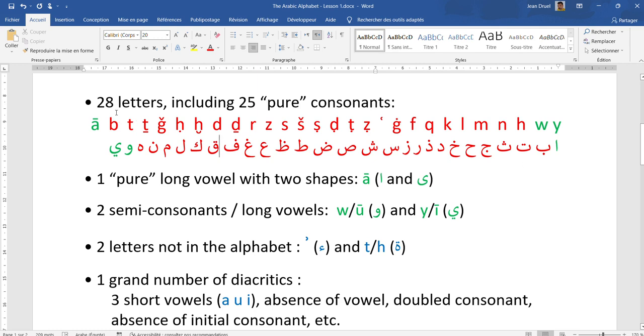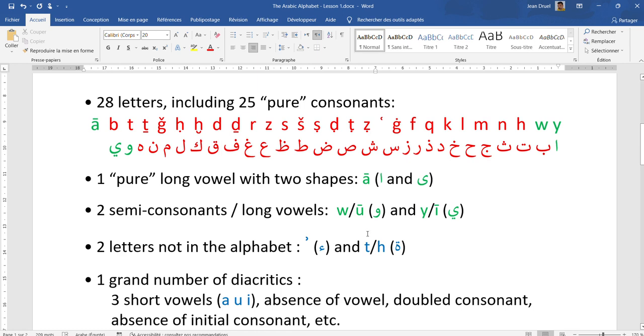So this is what we have, 25 from here. So the Latin text begins here, and the corresponding Arabic begins here. This letter is that letter. So 25 pure consonants. Those letters are just used as consonants, easy. Then we have 1 pure long vowel. So that first letter here is a long A.